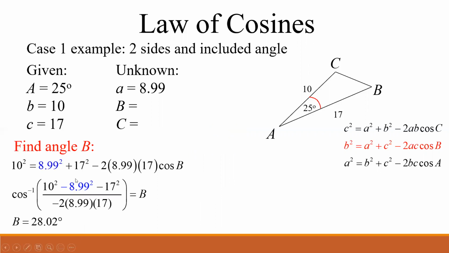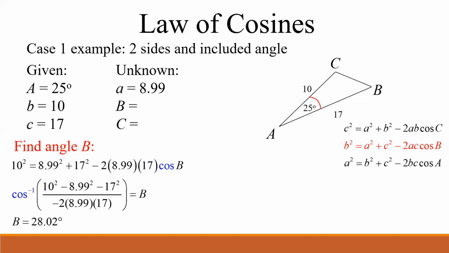So here's what it looks like. Notice the first thing we've got to do, if we're getting B by itself, I need to subtract the 8.99 squared, and then I'm going to subtract the 17 squared. And then this whole next quantity, that negative 2 times 8.99 times 17, we're going to divide that whole quantity. Okay, so then what's left over that I've got to get rid of? I have to get rid of the cosine. So we know from a couple units ago, to undo a cosine is the cosine inverse. So that's why that's the whole thing. So it's the cosine inverse of, again, that whole thing. Let the calculator do the work. And then that's going to be the answer.